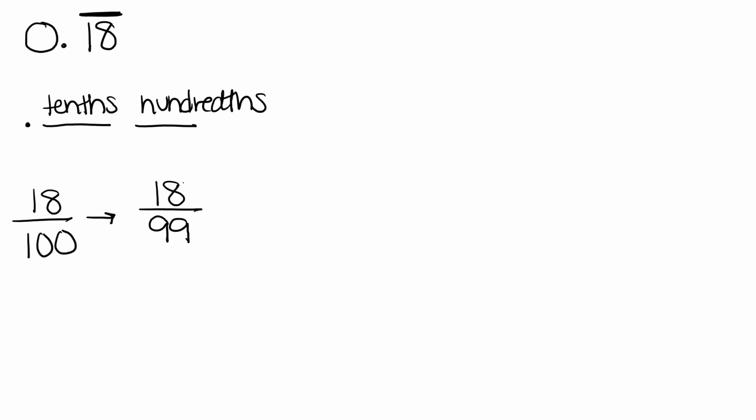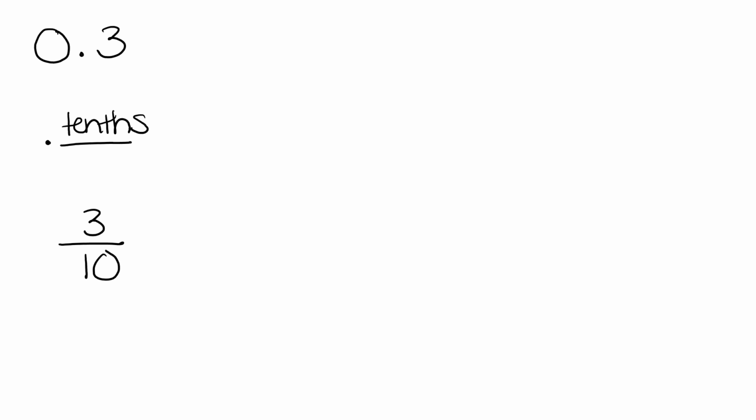However, we still always want to simplify our fractions, and so I can divide both the numerator and the denominator by 9. 18 divided by 9 is 2. 99 divided by 9 is 11. 2 over 11 is our simplified fraction.